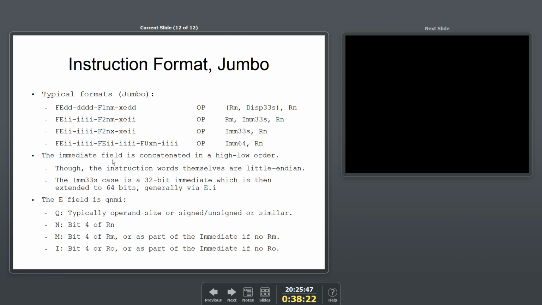So the immediate fields are concatenated in high to low ordering, though the instruction words themselves are a little-endian, so it's kind of backwards in this sense. It's possibly a little bit of a wonky seeming ordering, but it doesn't actually hurt, as it doesn't cost that much to decode it that way. So that's kind of why it's being done this way.